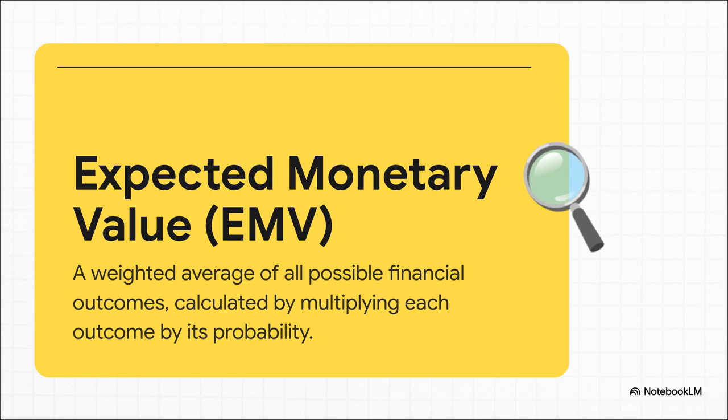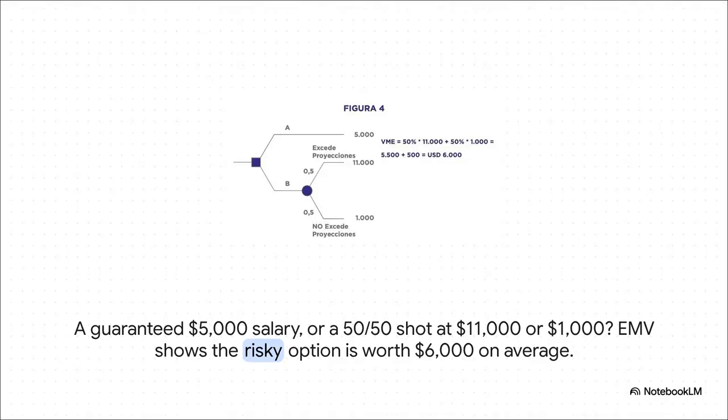What you get is a single number that represents the average value of that uncertain path, if you could somehow repeat it over and over again. All right, here's a super quick example to make this crystal clear.